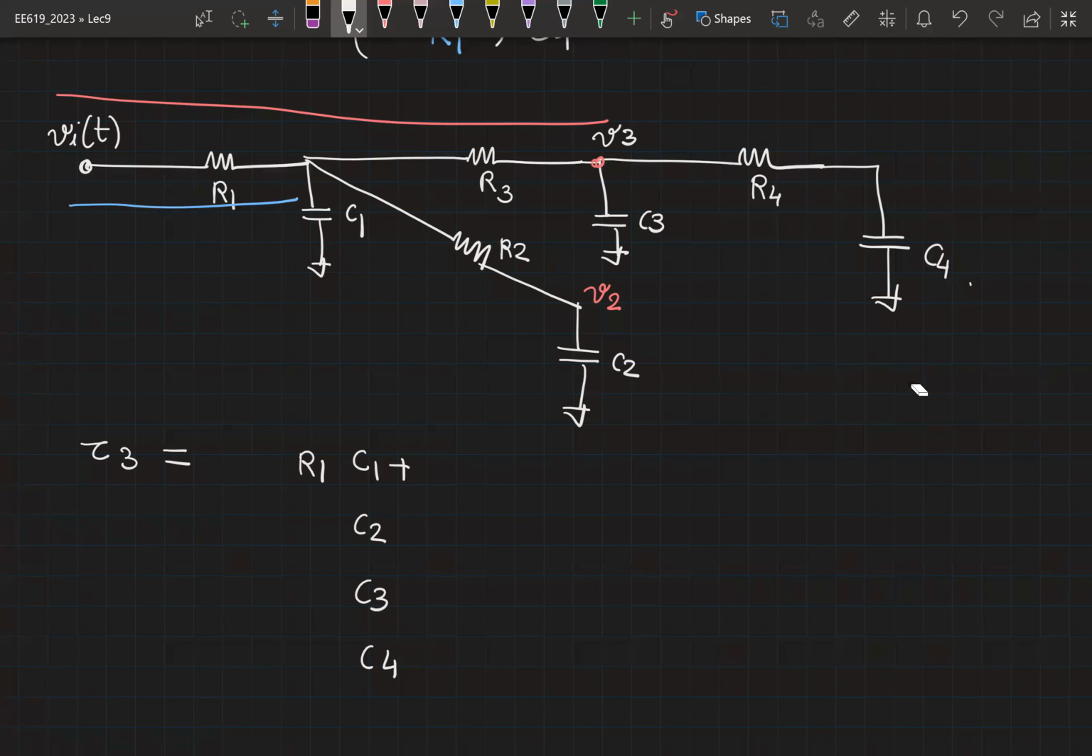For C2, just R1, right? C3, so you'll have R1 plus R3. C4, R1 plus R3. Tell me tau 4.